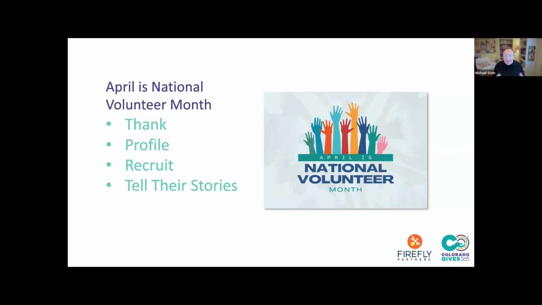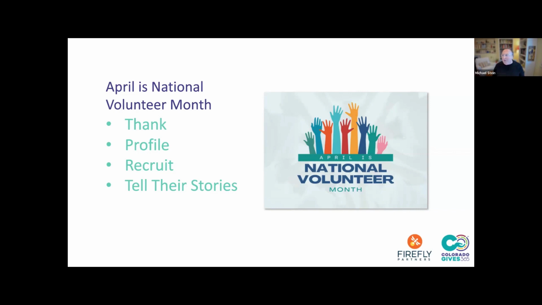Many of you have volunteers as part of your team, and this is a perfect time to thank them for volunteering. You can also profile your volunteers. You can literally tell their stories. I think some of the most interesting individuals that come in and out of nonprofit organizations are in fact volunteers. These are people who work for you often without any financial remuneration, and they want to get engaged, they want to make a difference.